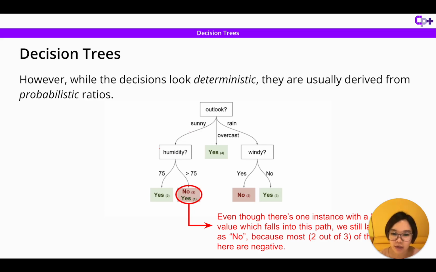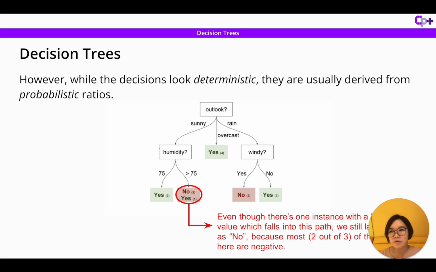However, if you look at the data, you can take a look at the node in the red circle. You can see that there are 2 no's and 1 yes. So based on the training data, there were twice that I did not go and play tennis when it was sunny and the humidity was more than 75, and there was one time that I did go and play tennis under these conditions. So if you look at the data, it's derived from probabilistic ratios. What this means is I didn't do the same thing all the time. Twice I didn't play tennis, one time I played tennis.